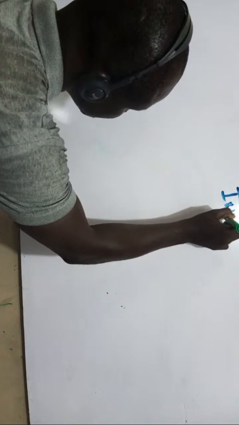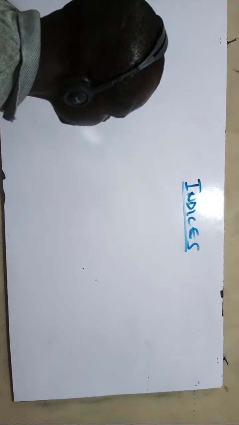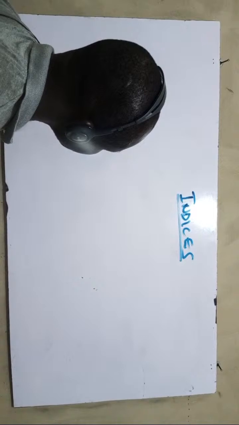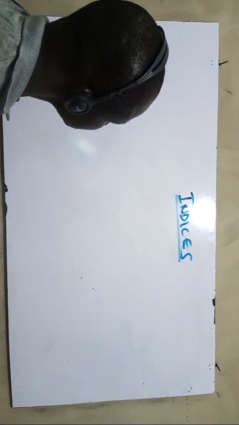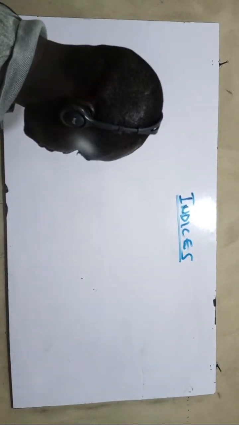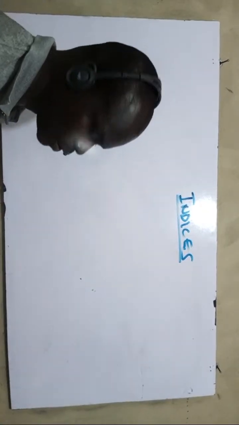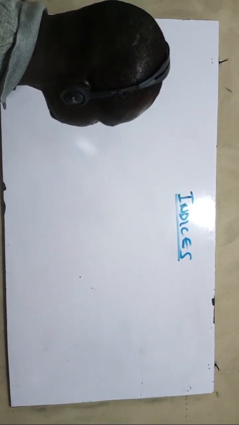So yesterday we started indices. We started this topic yesterday, and I was able to give the laws of indices. I gave about 7 laws yesterday, and we considered 3 examples. We were able to solve 2, but we are left with 1. But before I continue today, I would love to do a recap of what we discussed yesterday.